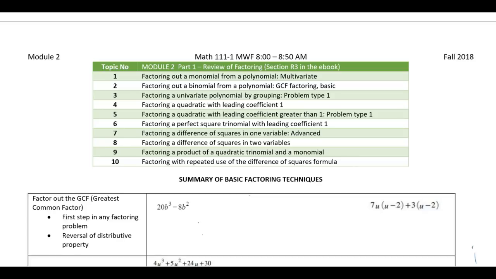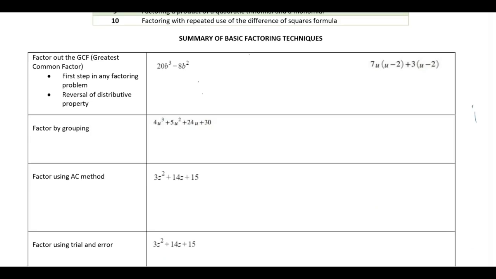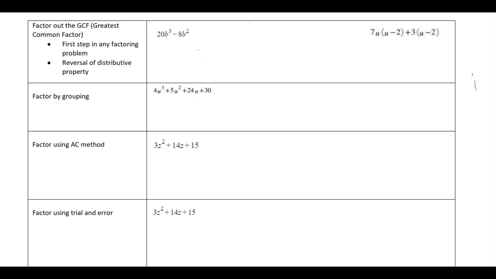Module 2 consists of two parts: a review of factoring techniques and a review of more advanced rational expressions. Let's begin with the summary of basic factoring techniques. The simplest is taking out the GCF, or the greatest common factor. This is actually the first step in any factoring problem.